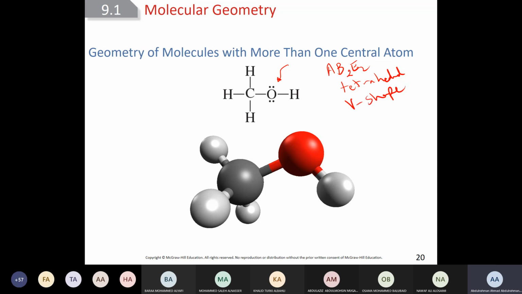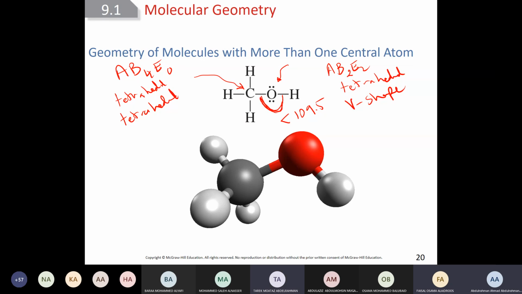What will be the angle between this one and this one? Less than 109.5. Excellent. All right. What's the electron domain for the carbon? AB4, E0. What's the electron domain shape? Tetrahedral. What's the actual shape? Also tetrahedral, the same. What's the angle? 109.5.